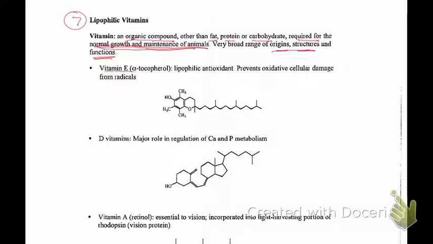One example is vitamin E. This is a lipophilic antioxidant. It prevents oxidative cellular damage from radicals. There are D vitamins. These regulate calcium and phosphorus metabolism. All right, and you can see that sort of looks like a steroid, but because it doesn't have a B ring, it's not.